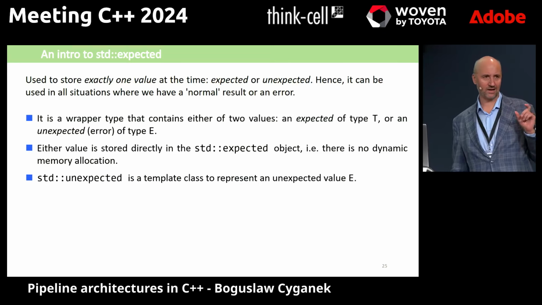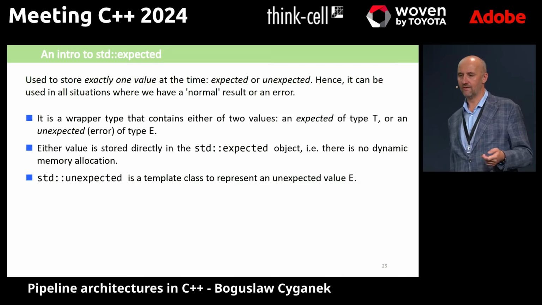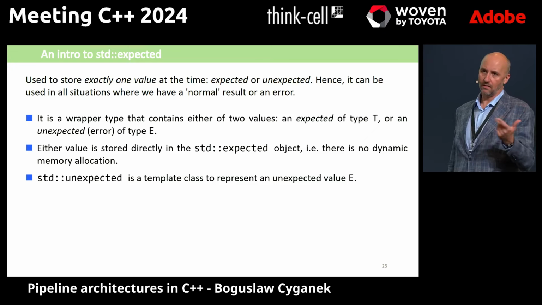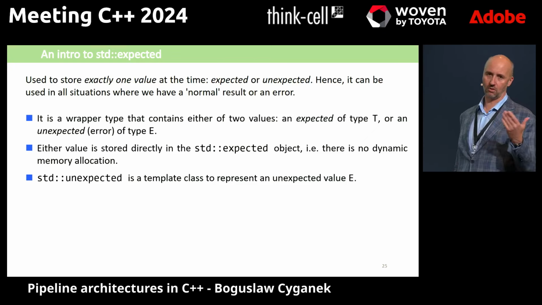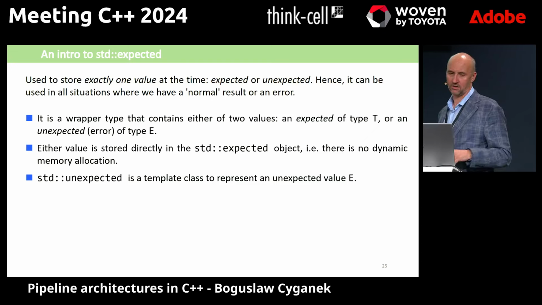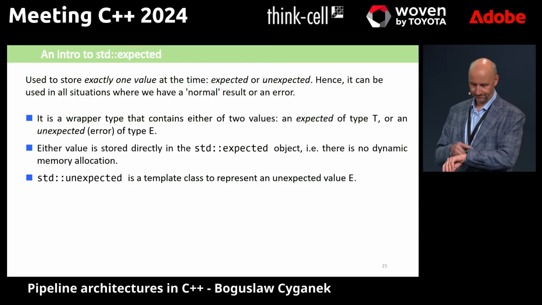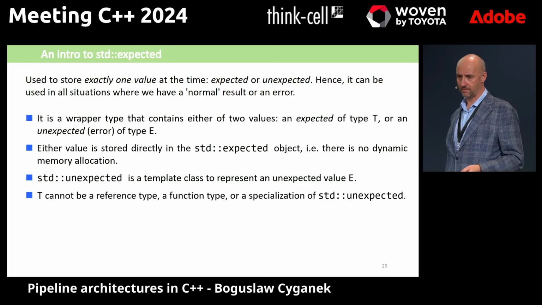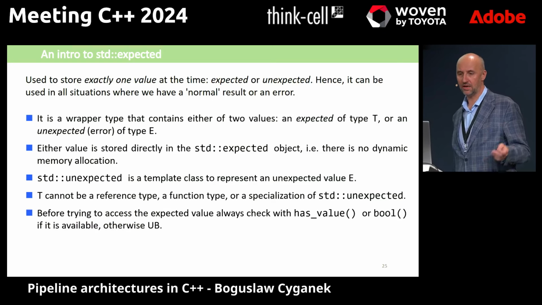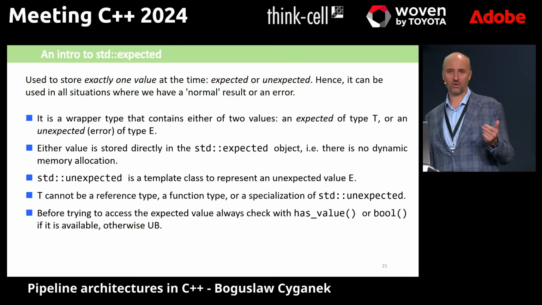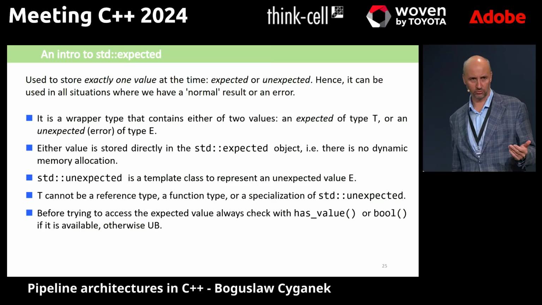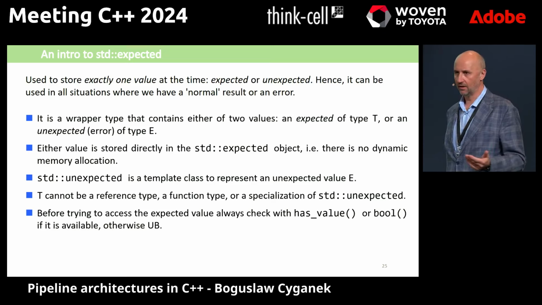There is a special class, std::unexpected, a template class, to represent an unexpected value E. It helps to distinguish what we wish. When we initialize the expected, we wish to initialize with an object or with an error. So this is the channel to say to the expected that we wish to put an error. T cannot be a reference, function type, or specialized unexpected. There are some limitations. And a very important thing, before trying to access an object, please call has_value or the overloaded boolean operator to see if such an object exists.